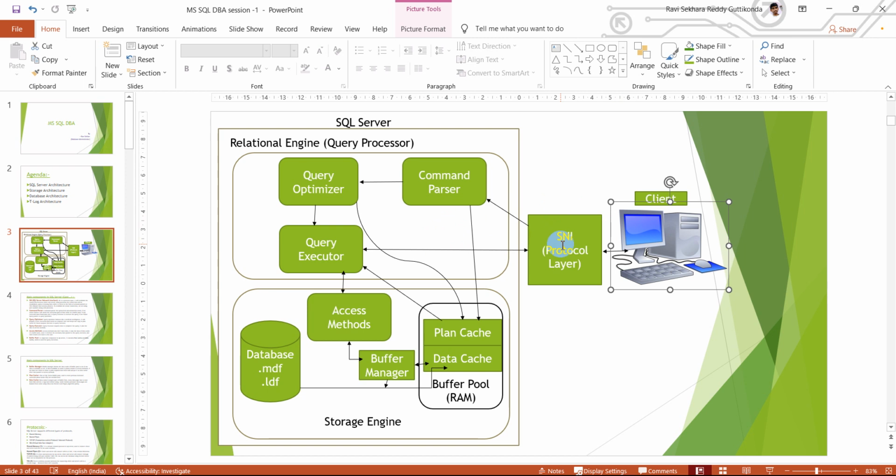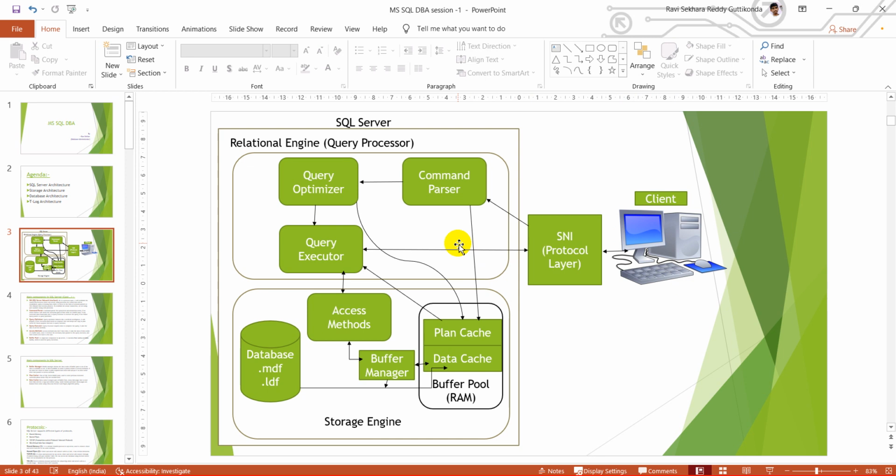So you understand, right? SQL Server follows client server architecture. Whenever any user raises a request from the client machine, it will be converted in the form of a query. The query will be transferred from the client to SQL Server in the form of network packets.